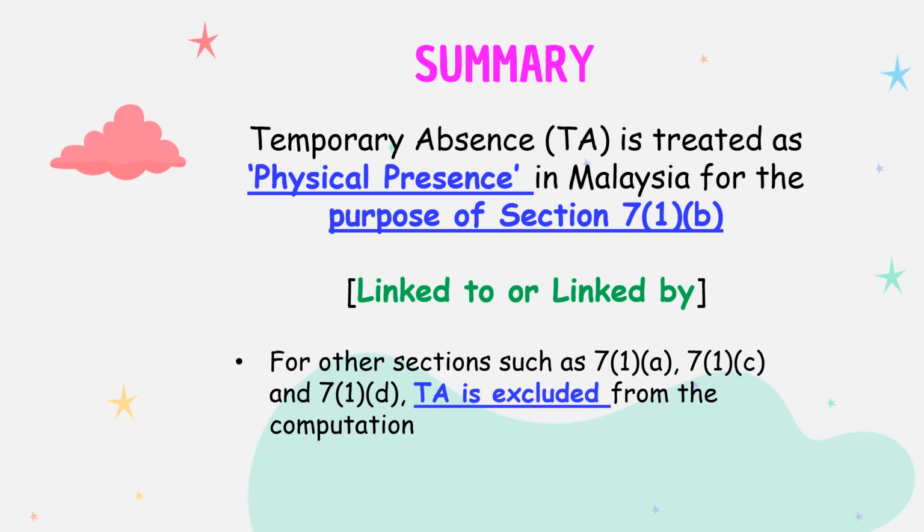Okay, let me summarize it again for you guys. Look at the summary. Temporary absence is treated as physical present. So what does it mean by treated as physical present? Actually, the taxpayer is not in Malaysia, but we assume he is physically present in Malaysia. Number 2, TA can only be used for section 7, subsection 1B, not for the other sections. So what does it mean by B? Under B, there are 2 ways, right? Link to or link by.